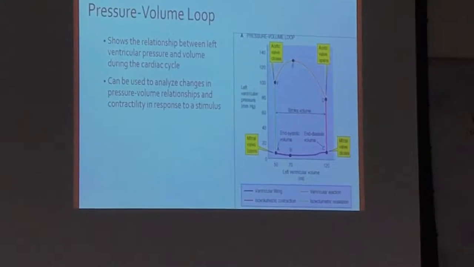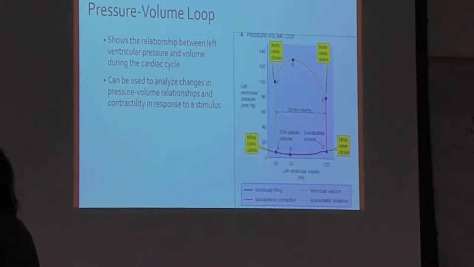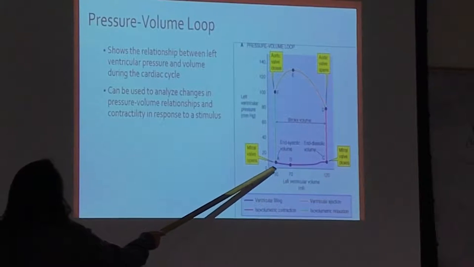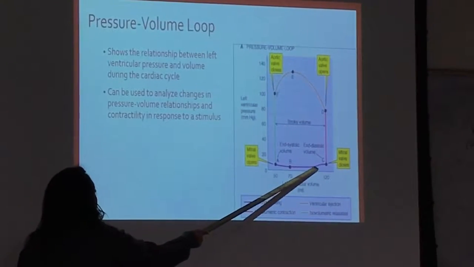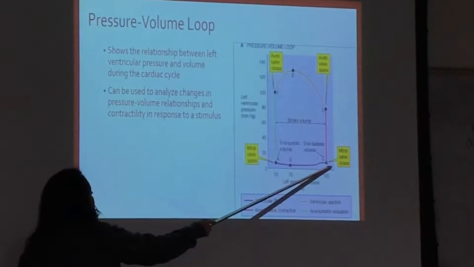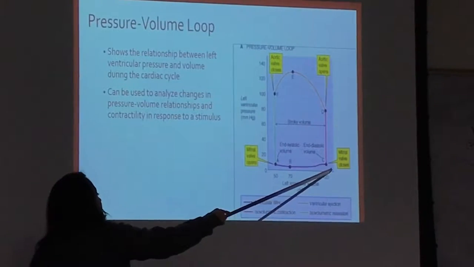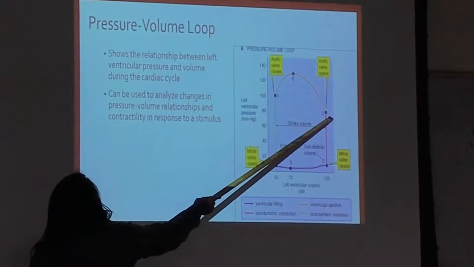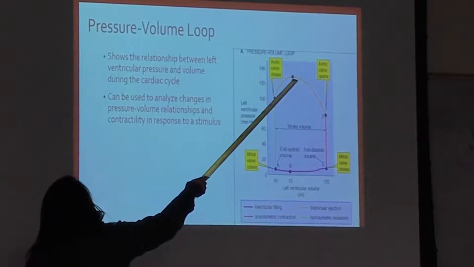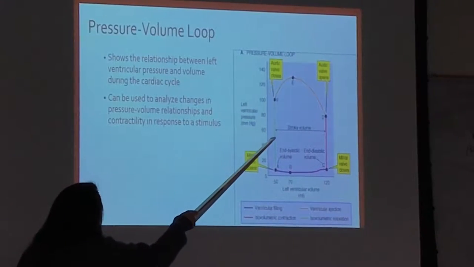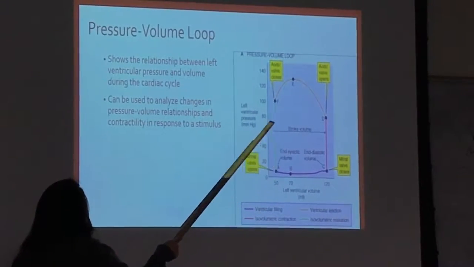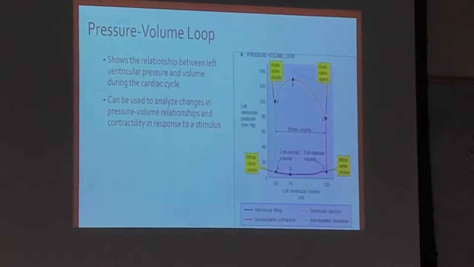Okay, so we have this pressure loop. We're starting here, and the mitral valve opens, you have the ventricular filling until the mitral valve closes, and then you have your isovolumetric contraction, and then you have your ventricular ejection, isovolumetric relaxation. Okay? Pressure loop.